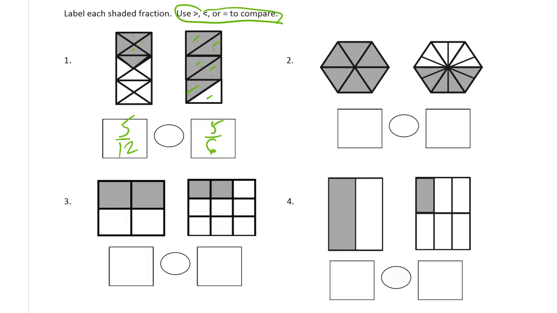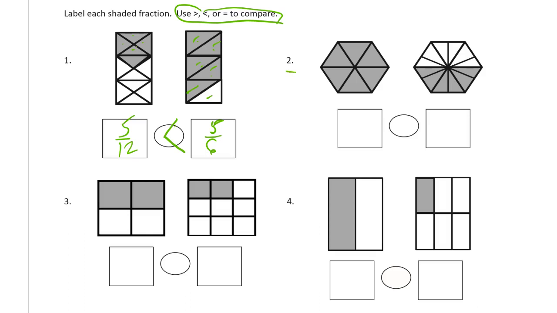And you'll notice a theme from the last homework, which is we're comparing fractions that have numerators that are the same but different denominators. You can just look at this and see which one has more shaded in and think alligator eats the bigger number. 5/12 is less than 5/6.